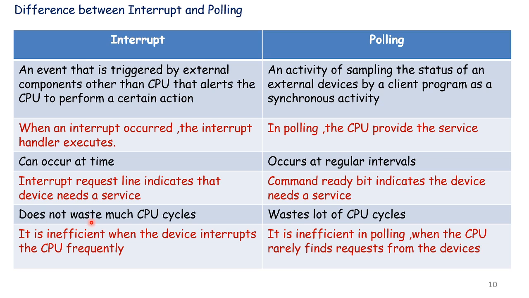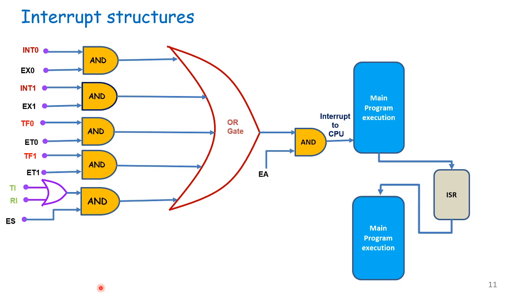Interrupt does not waste many CPU cycles. Polling wastes a lot of CPU cycles. Interrupt is inefficient when the device interrupts the CPU frequently, whereas polling is inefficient when the CPU rarely finds a request from the device. So these are the differences between these two.